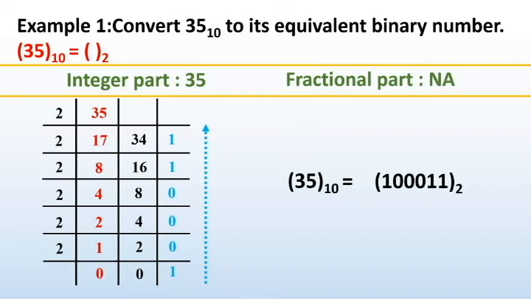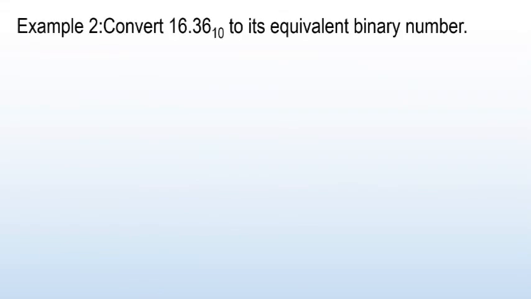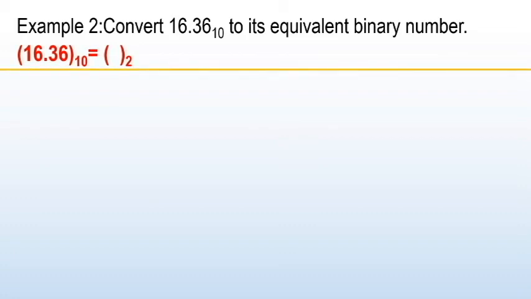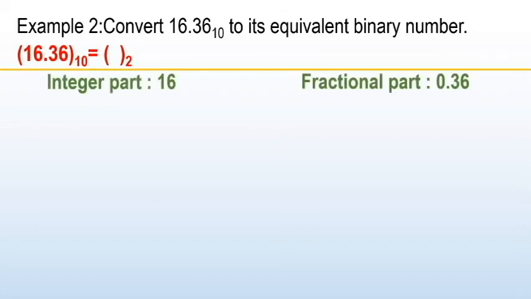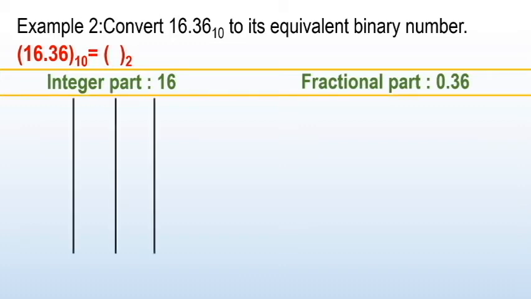So let's take one more example. Convert 16.36 to its equivalent binary number. Integer part is 16, fractional part is 0.36. First, we'll start with the integer part. We need to divide 16 by the new base, that is 2, again and again until we get the quotient as 0. So 16 divided by 2.